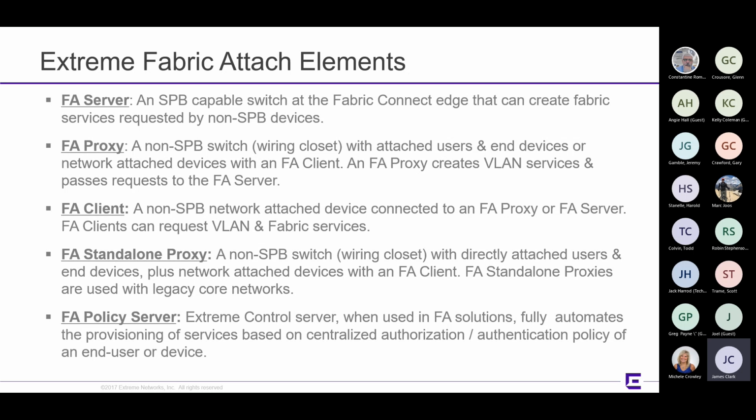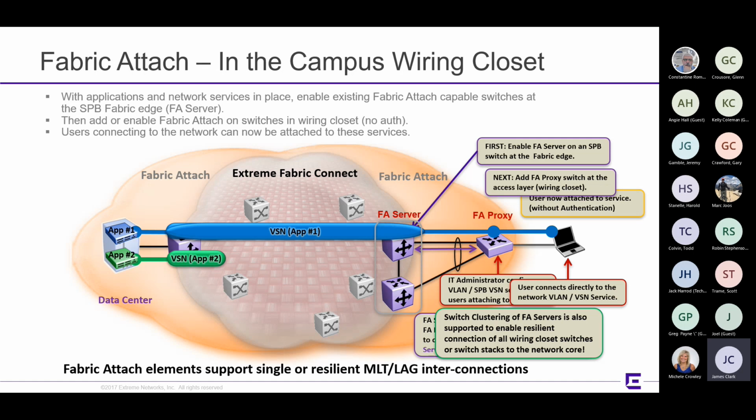Kind of the cool thing with Fabric Attach is that once we configure the Fabric Attach configurations on the nodes, the nodes themselves would actually be provided with automatic information. So, for example, as we built this slide out, let me just back up here. We enable FA server on an SPB node, a switch at the edge, and then we add a FA proxy switch, like I mentioned, a wiring closet switch at the access layer there.